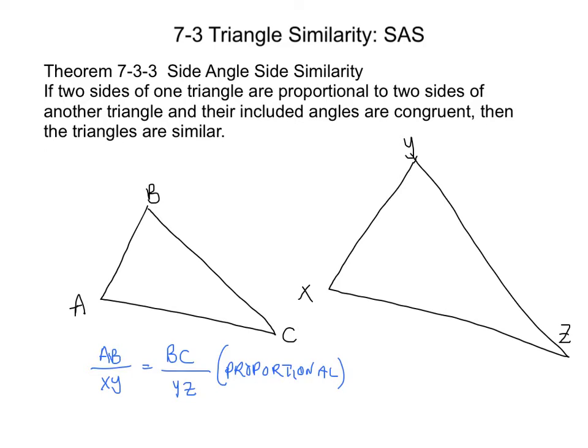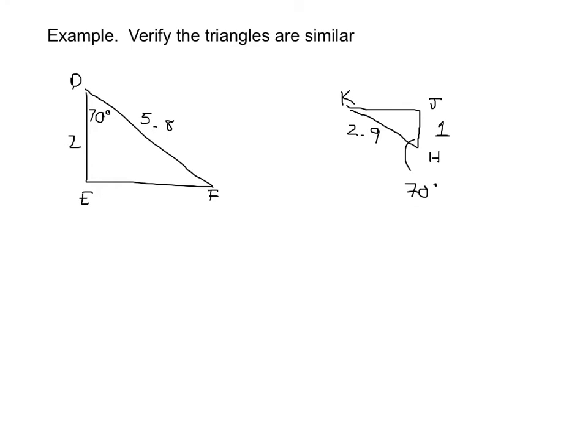Furthermore, if we knew, well, we're talking about AB and BC, so the included angle is right here, angle B and angle Y. So if angle B is congruent to angle Y, well then that's when we can use this side angle side. So these are the different requirements you need. You need a proportion, which we talked about here, and we need two congruent angles. So let's go ahead and use this in an example.